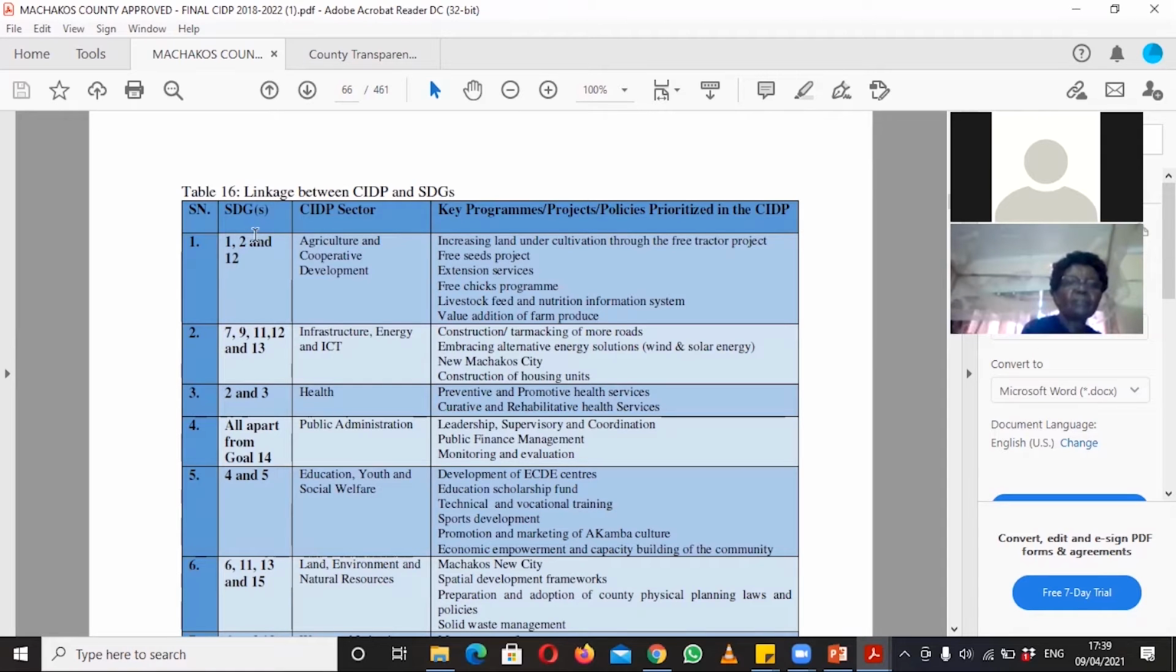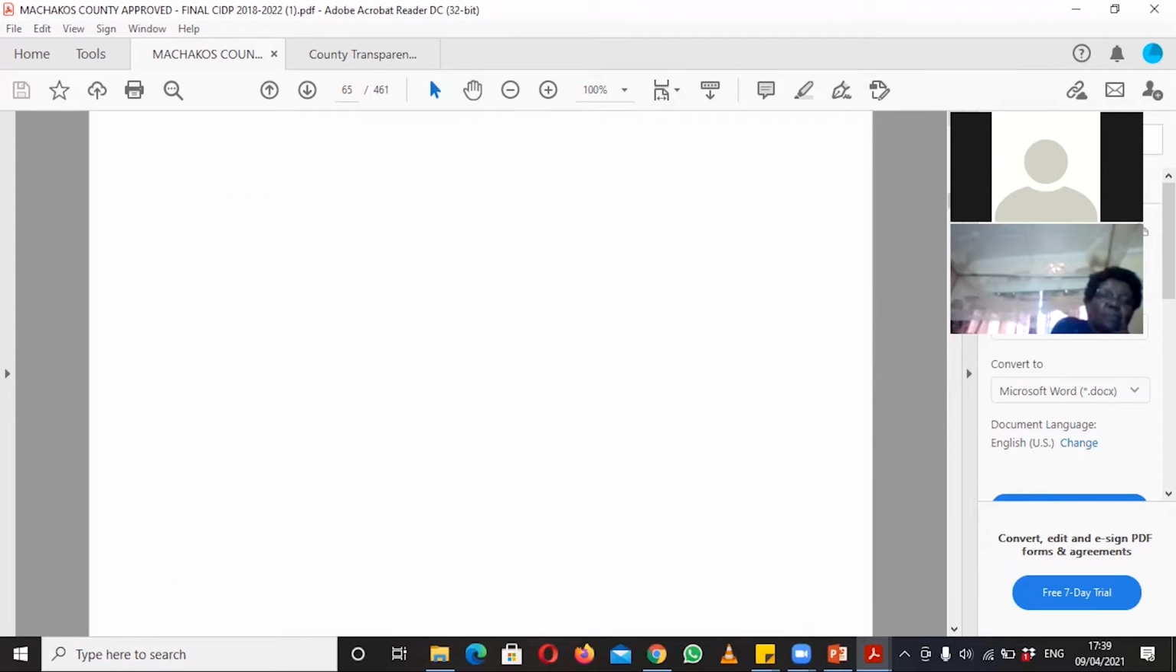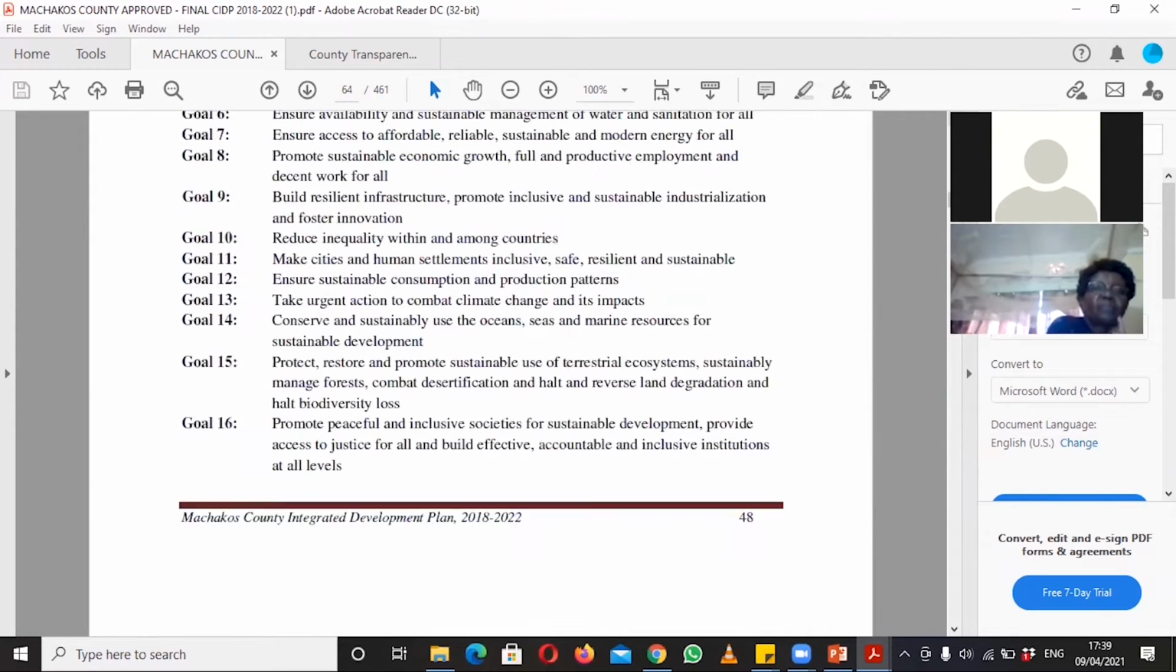The ones that touch on infrastructure, energy, and ICT, you find them in SDG 7, 9, 11, 12, and 13. Now health, you find it in SDG 2 and SDG 3.